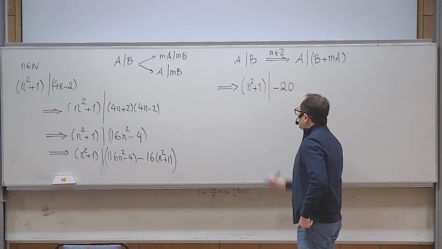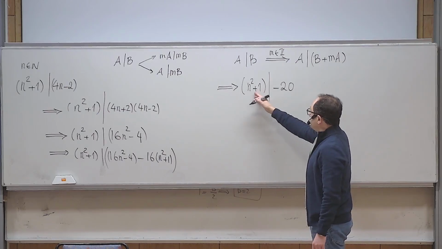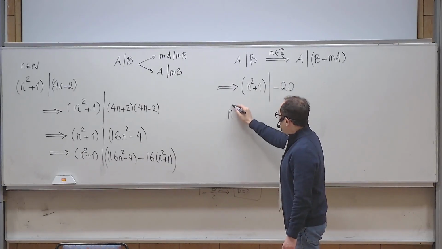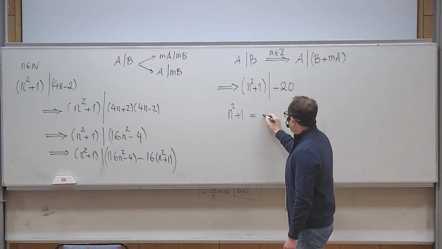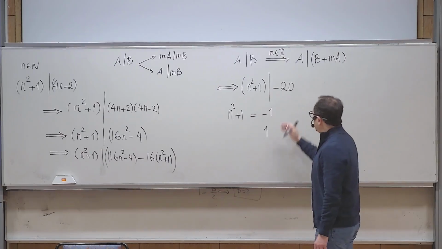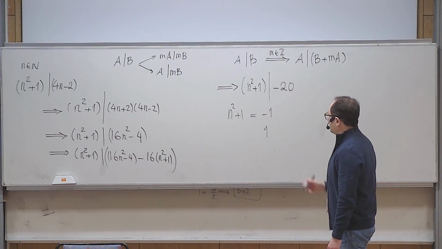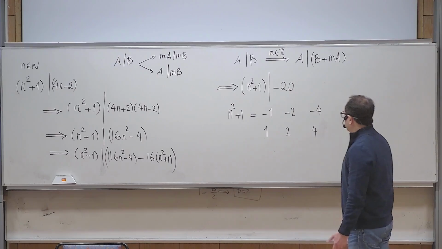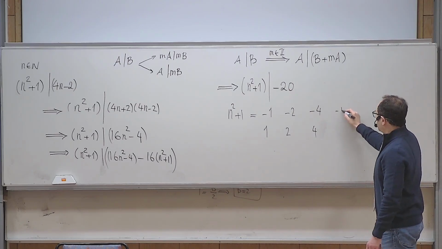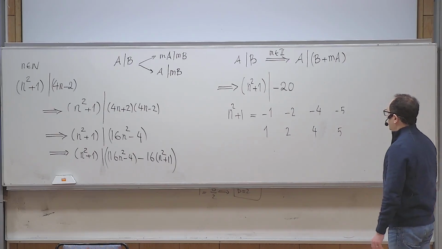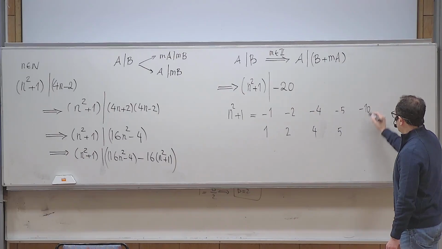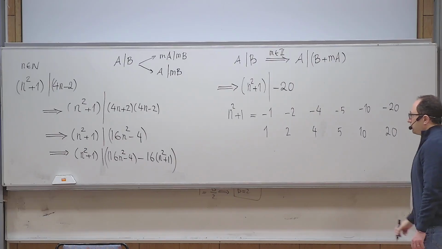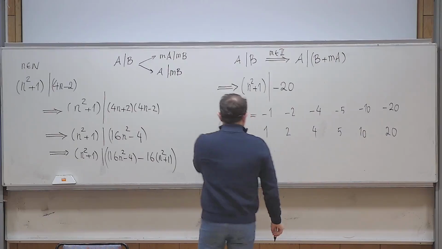But then immediately I can know what these numbers are, because this should be an integer by which minus 20 is divisible. I do not have that many options, yes? So n squared plus 1 is either minus 1 or plus 1, the integer factors of minus 20: minus 2, 2, minus 4, 4, minus 5, 5, and finally, sorry, minus 10 and 10, and finally minus 20 and 20. Okay, so these are the only possibilities. Okay, I can find them.